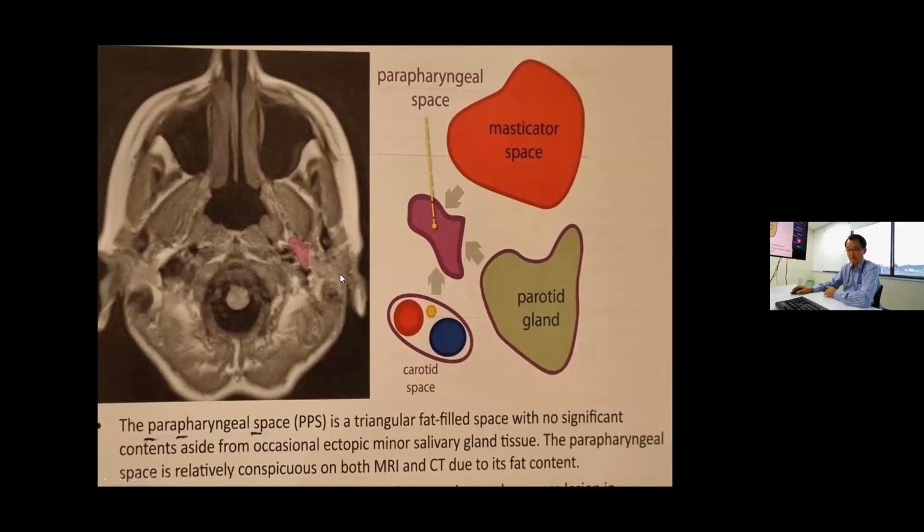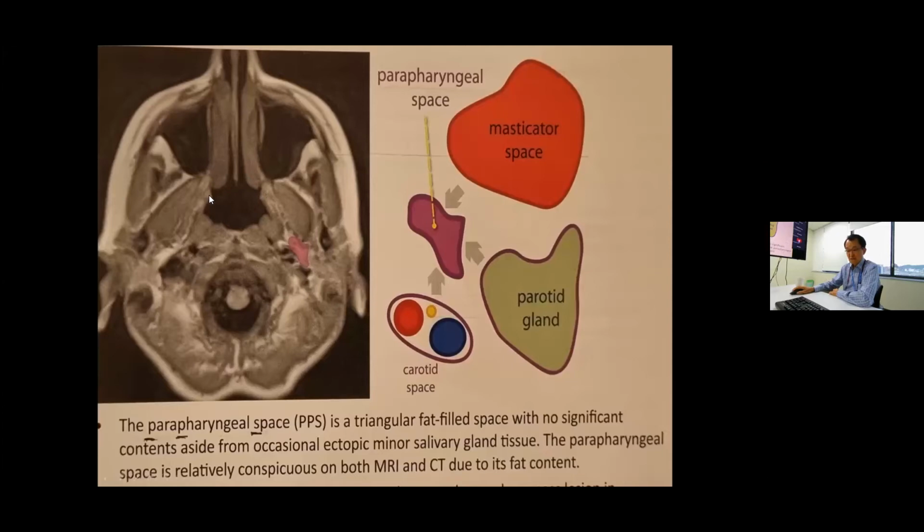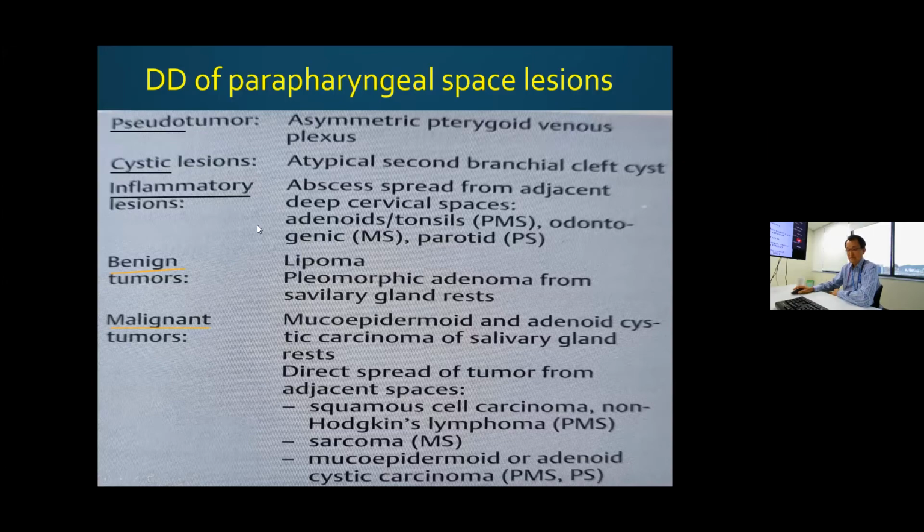So in the mucosal space, squamous cell cancer is most common, but there are benign tumors and inflammatory lesions. And the parapharyngeal space: squamous cell, sarcoma, mucoepidermoid cancer, and some benign and inflammatory lesions.